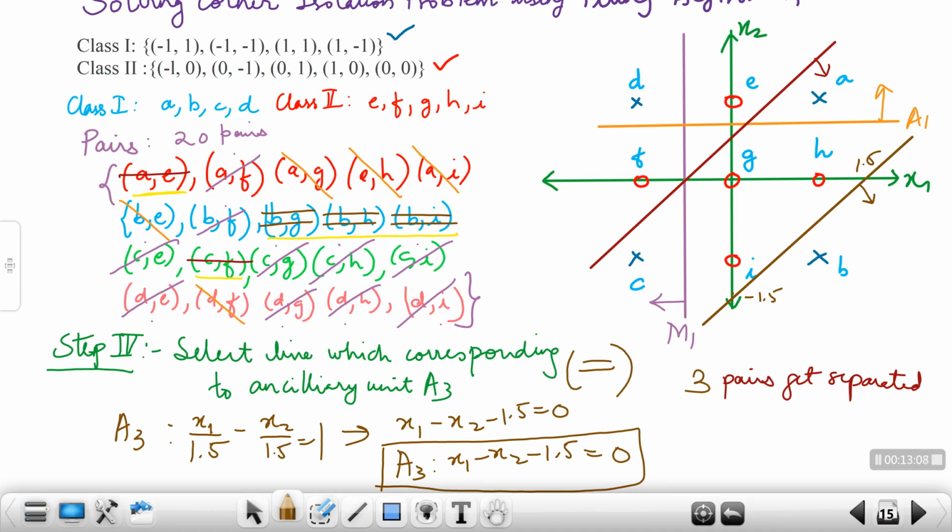In the first master unit, we had separated 10 pairs. Thereafter 5 pairs, thereafter 2 pairs and thereafter 3 pairs. So you have to continue this problem till all the pairs get separated. So now we have to draw the neural network according to the tiling algorithm. Just please note this as A3. I did not indicate this line as A3 and this one as A2.